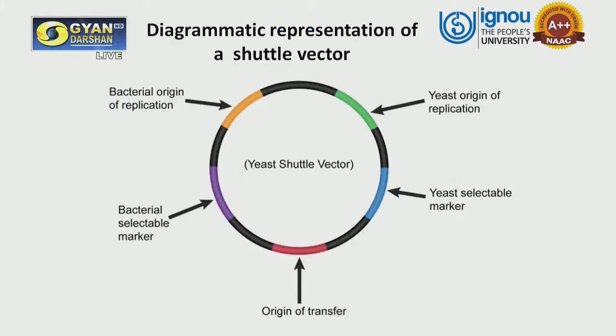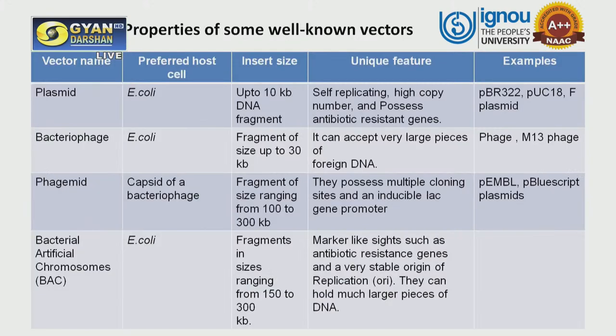So here you can see a diagrammatic representation of a shuttle vector, where you can see a yeast origin of replication as well as a bacterial origin of replication. You can see a bacterial selectable marker. You can also see a yeast selectable marker as well as the origin of transfer. So you can see this vector has all the important components, the sequences that will enable it to work successfully in both the systems, and hence it is called a shuttle vector.